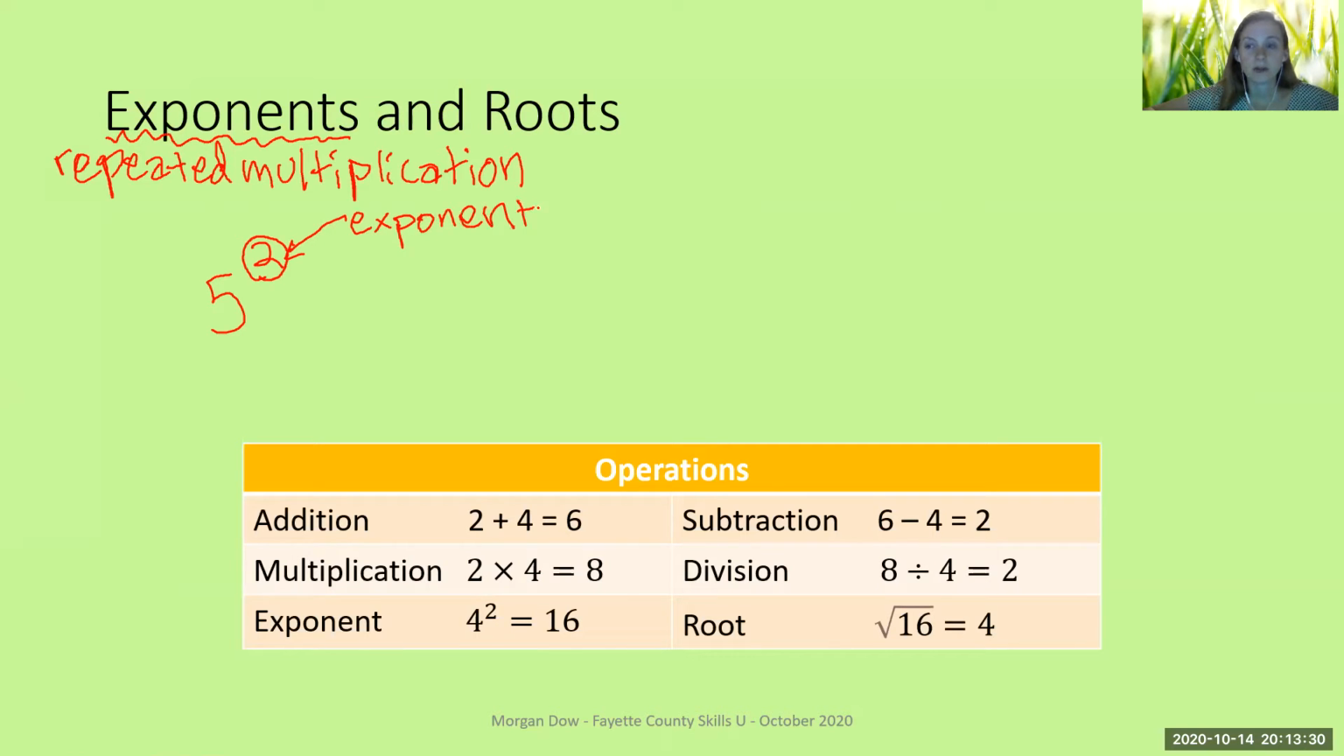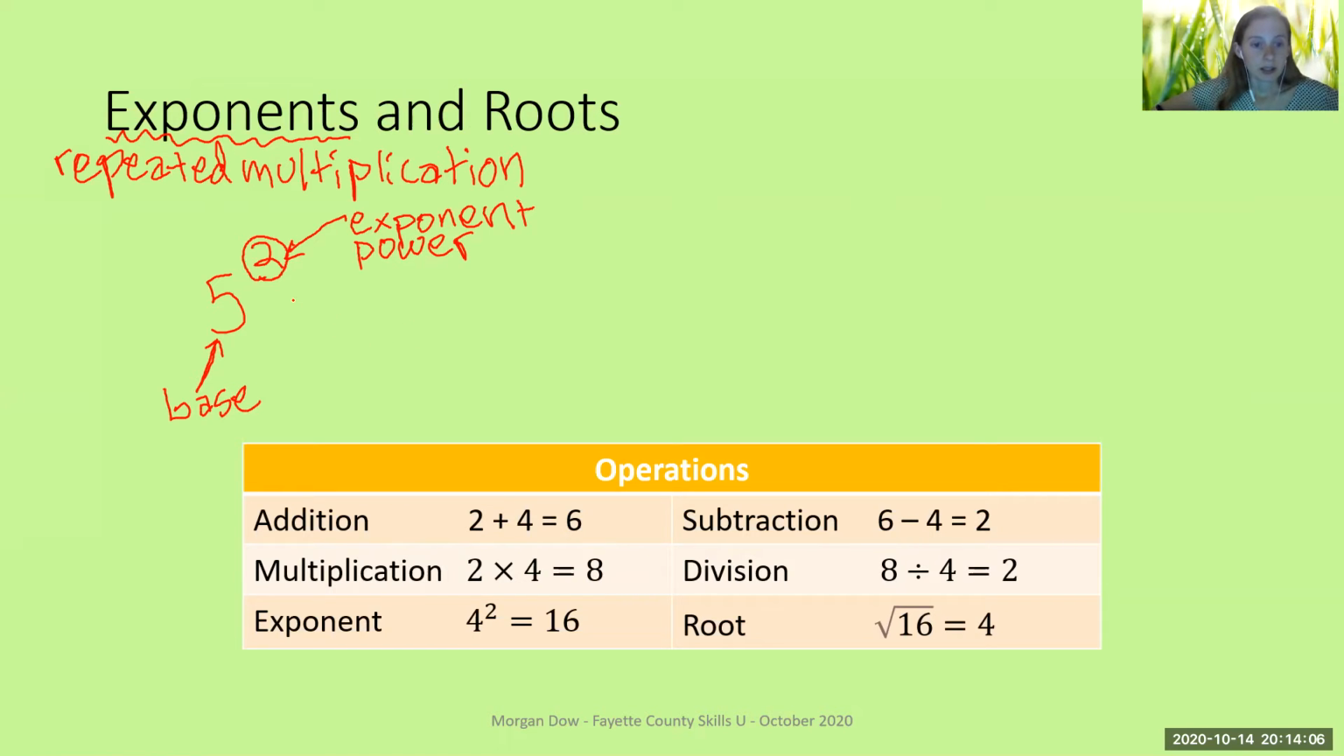And because exponents of 2 are so common, one of the more common exponents you'll see, they get their own special little short name. So instead of saying an exponent of 2 or 5 to the power of 2, you can just say 5 squared. So that 2 is called an exponent. You might sometimes also see it called a power. I'm mainly going to call it an exponent though. And then the normal size number, the big number here, the 5, would be called the base.